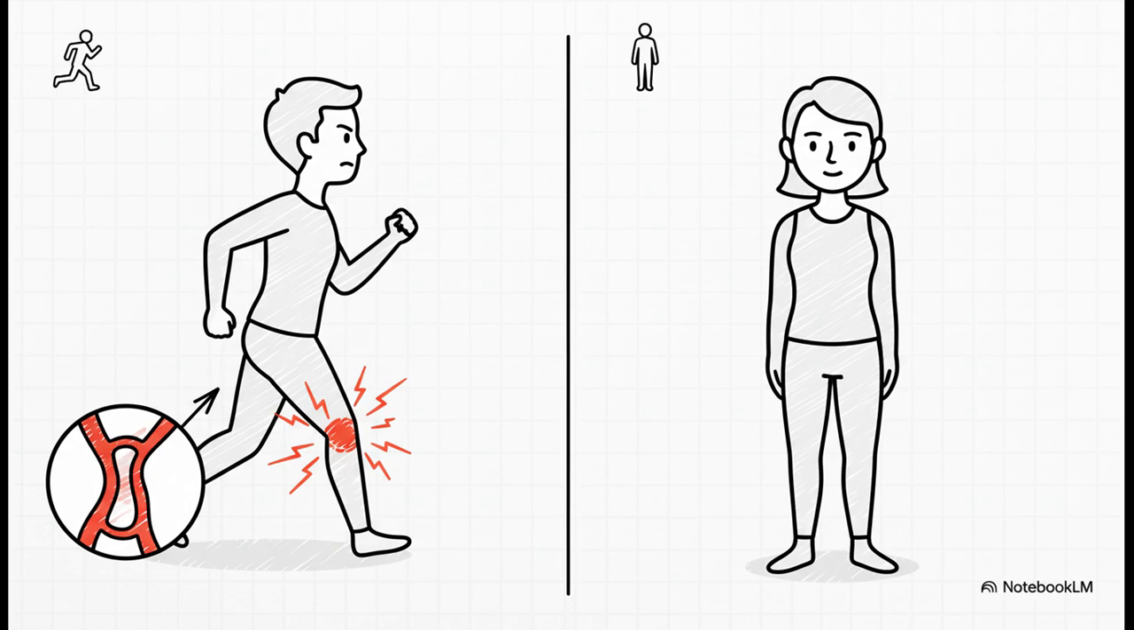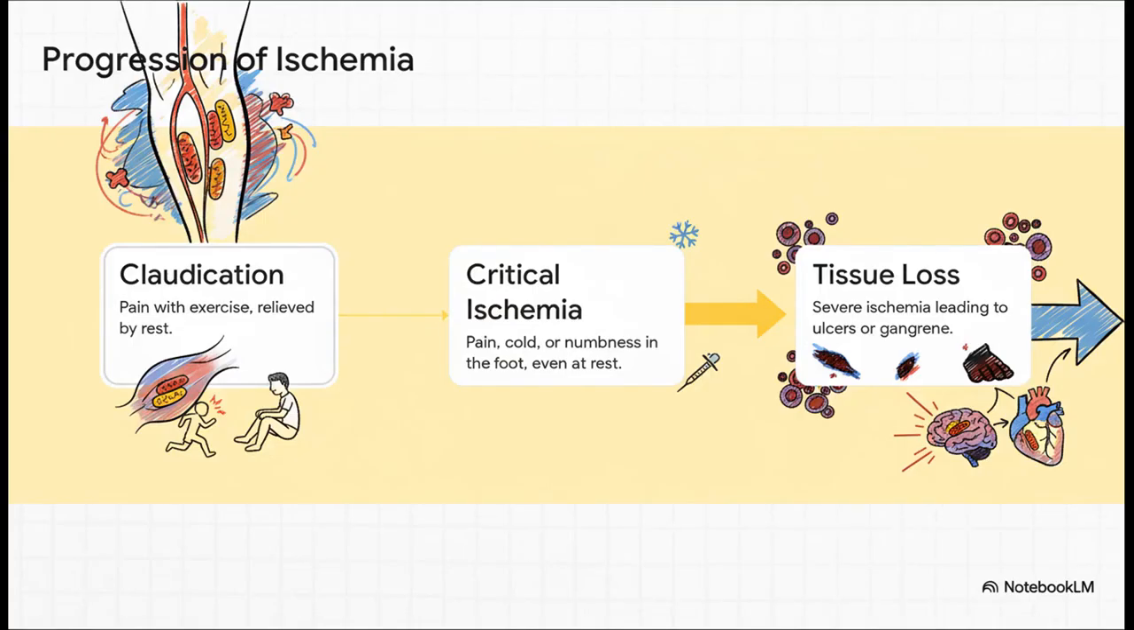The analogy is perfect. It's like a fuel line that can't supply enough gas to an engine that's trying to go uphill. The engine just sputters until you ease off the accelerator. But here's the thing. If you don't address it, the problem gets worse. The narrowing progresses from just causing pain with exercise to causing pain even when you're resting. That's called critical limb ischemia. At this stage, the tissues aren't even getting enough blood to survive their basic needs. And the final, absolutely devastating step is tissue loss, where ulcers form and gangrene can set in.